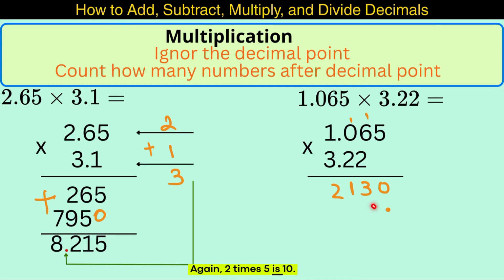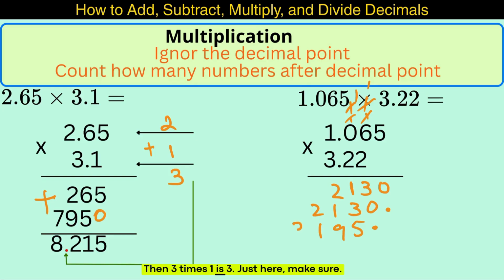Again, 2 times 5 is 10. Carry the 1. 2 times 6 is 12. Carry the 1, that's 13. 2 times 0 is 0, add 1. 2 times 1 is 2. Again, 3 times 5 is 15. 5, then carry the 1. 3 times 6 is 18, plus 1 is 19. Carry the 1. 3 times 0 is 0, then add 1. Then 3 times 1 is 3.